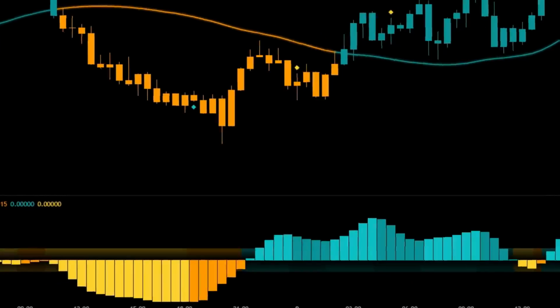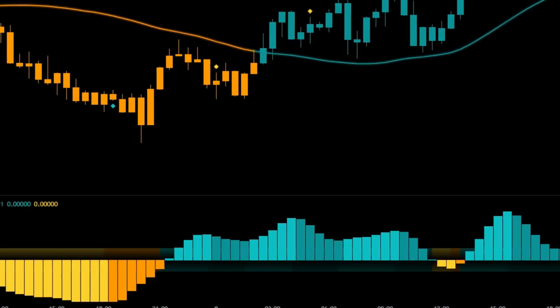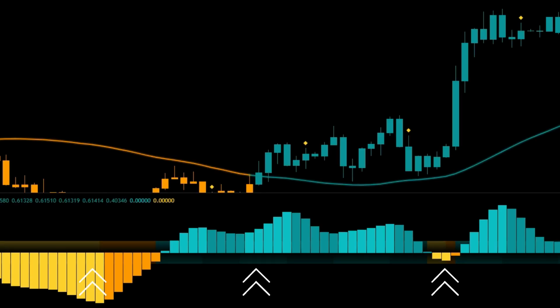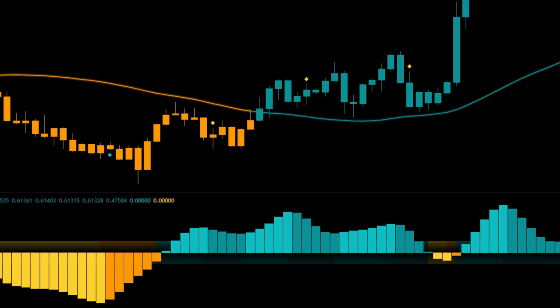So here we have a shift indicator. This indicator looks like a MACD at the bottom because of the obvious histogram. But what if I told you this is 2 times more profitable than MACD?